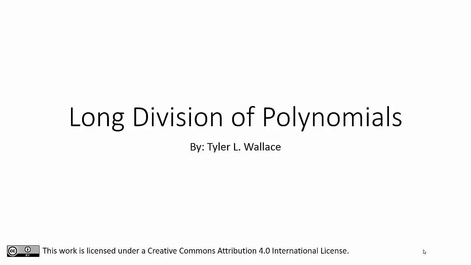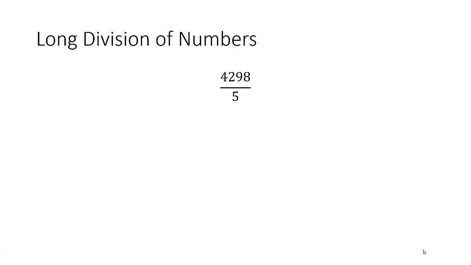Long division of polynomials works very similarly to long division of regular integers. If you remember with regular integers, we would take the denominator of 5 and ask how many times it goes into 4,298. And we would take the front numbers. 5 goes into 40. 40 goes into 42 8 times.